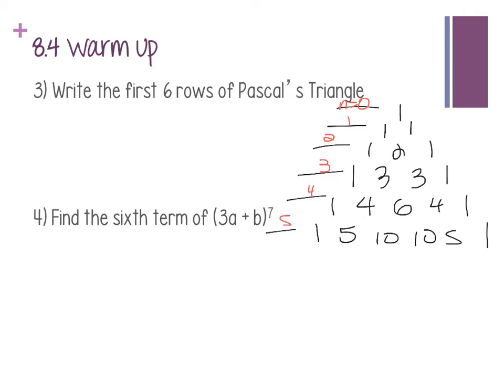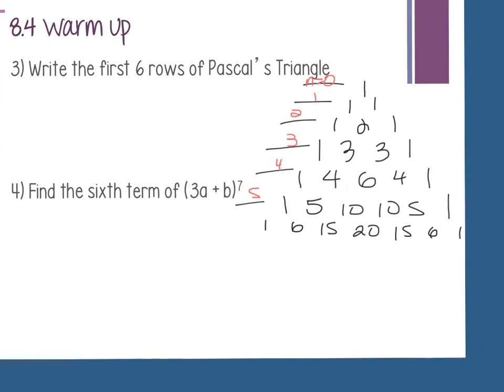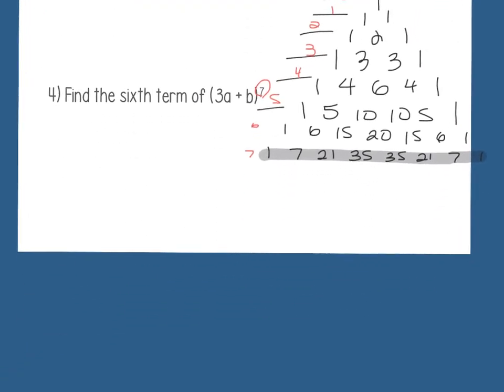So I'm actually going to add to it so I can use Pascal's triangle for the next one. But that is all you needed for that question. So I'm going to do 1, 6, 15, 20, 15, 6, 1. That would be if n is 6. The n here is 7, so I'm going to go one more. 1, 7, 21, 35, 35, 21, 7, 1. So this is the row I'll use for the coefficients of the next question.